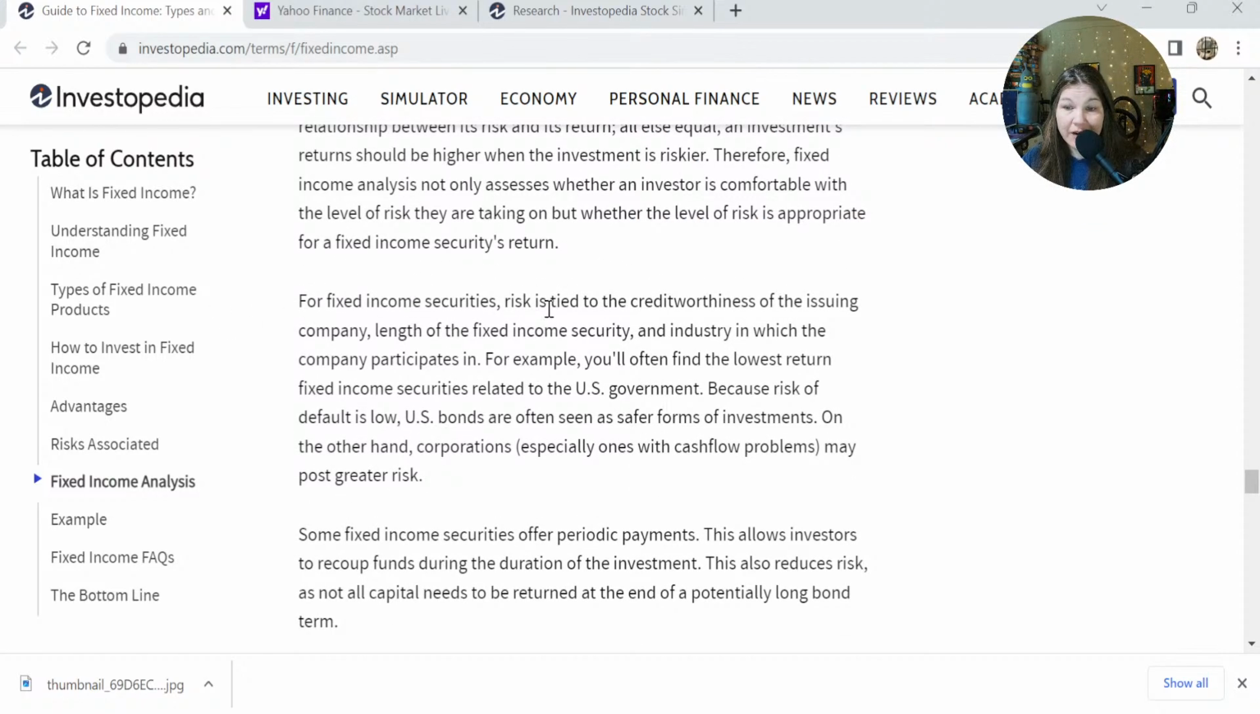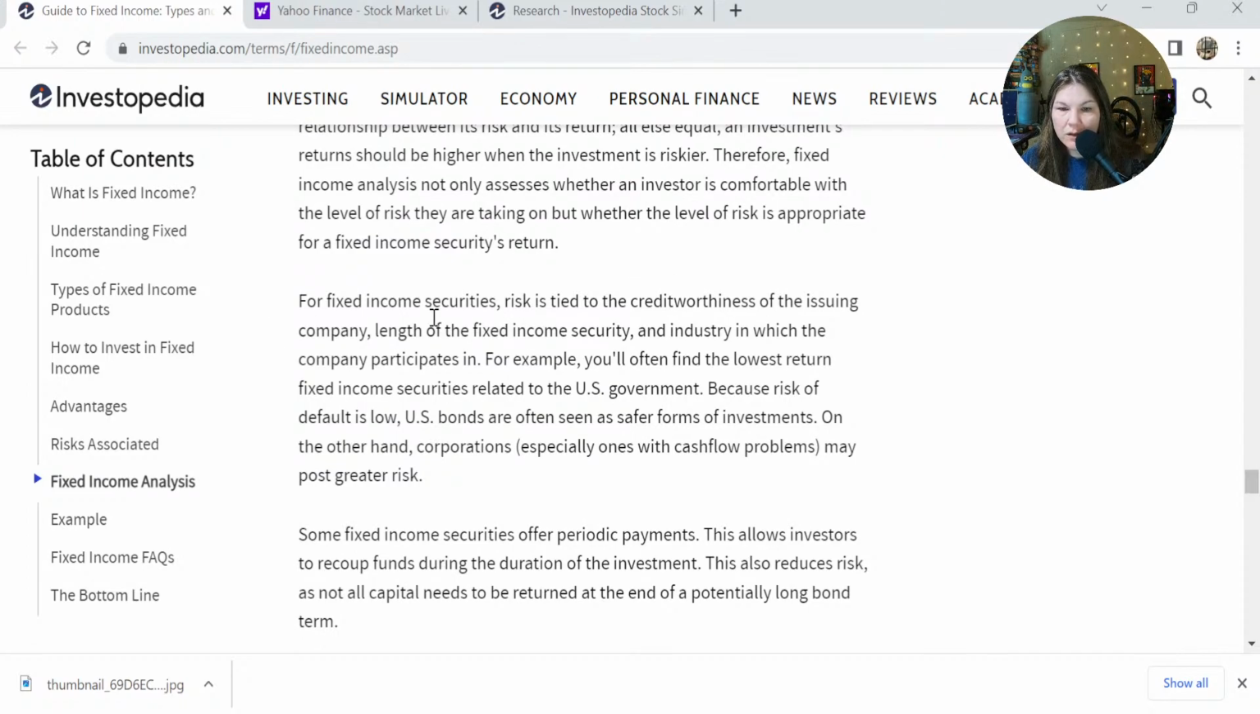For fixed income securities, risk is tied to the creditworthiness of the issuing company, length of the fixed income security, and industry in which the company participates in. For example, you'll often find the lowest. That was one big old long run-on sentence. I didn't mean to do that. Sometimes I can't even understand myself.